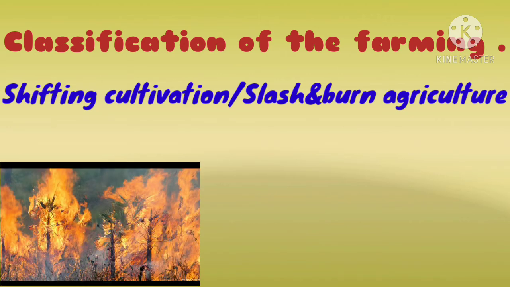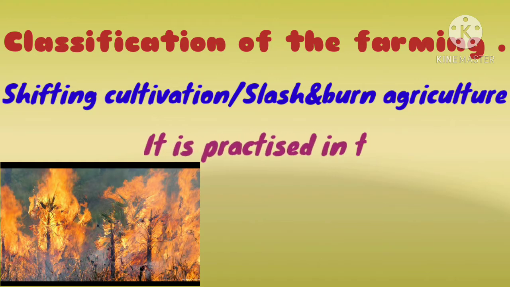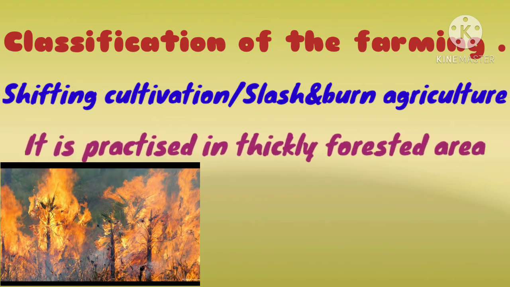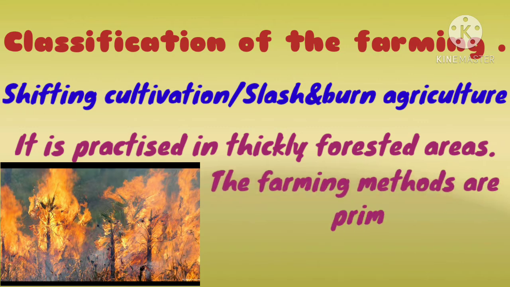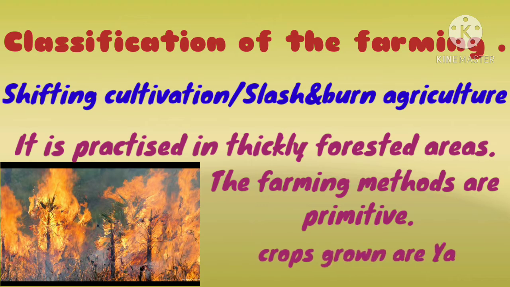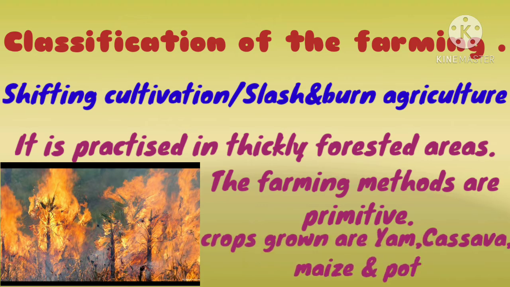Shifting cultivation is practiced in thickly forested areas. The land is cleared by cutting and burning bushes and trees. The farming methods are primitive. Crops like yam, cassava, maize, and potatoes are mostly grown here.